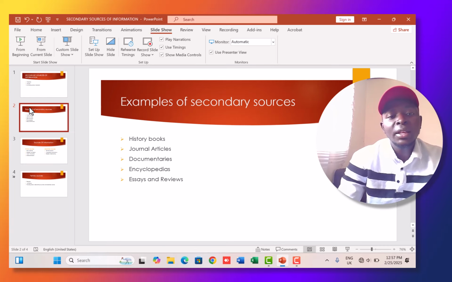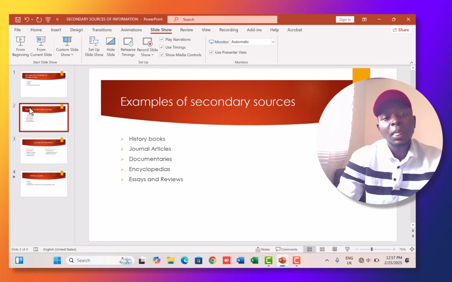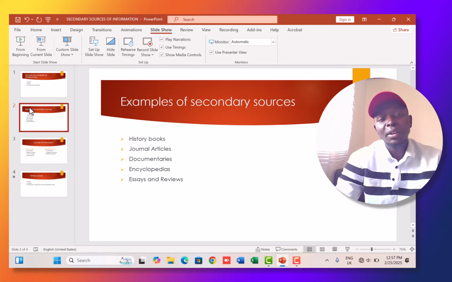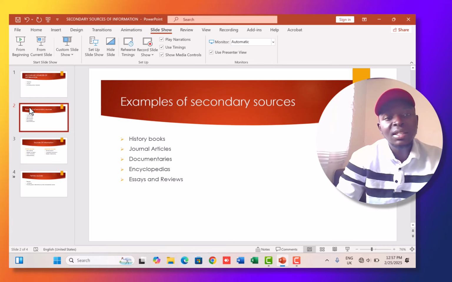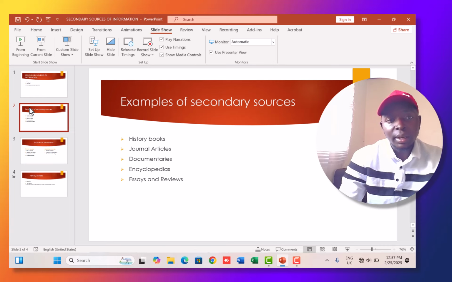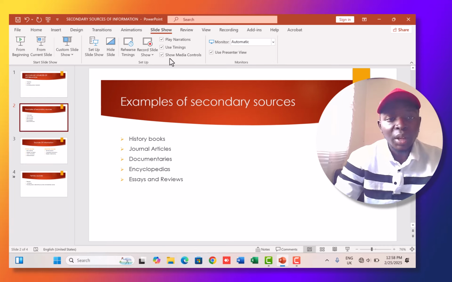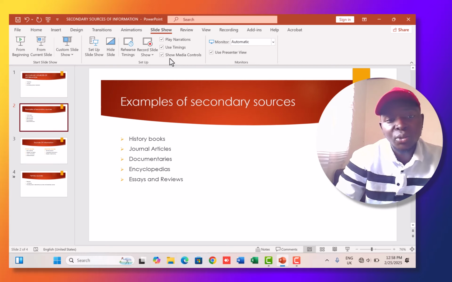Now, history books analyze the primary information, whereby, for example, you will see some interpreted and analyzed information in a book, maybe talking about the history of World War I, World War II, something that has passed, and it has been modified from a secondary source.